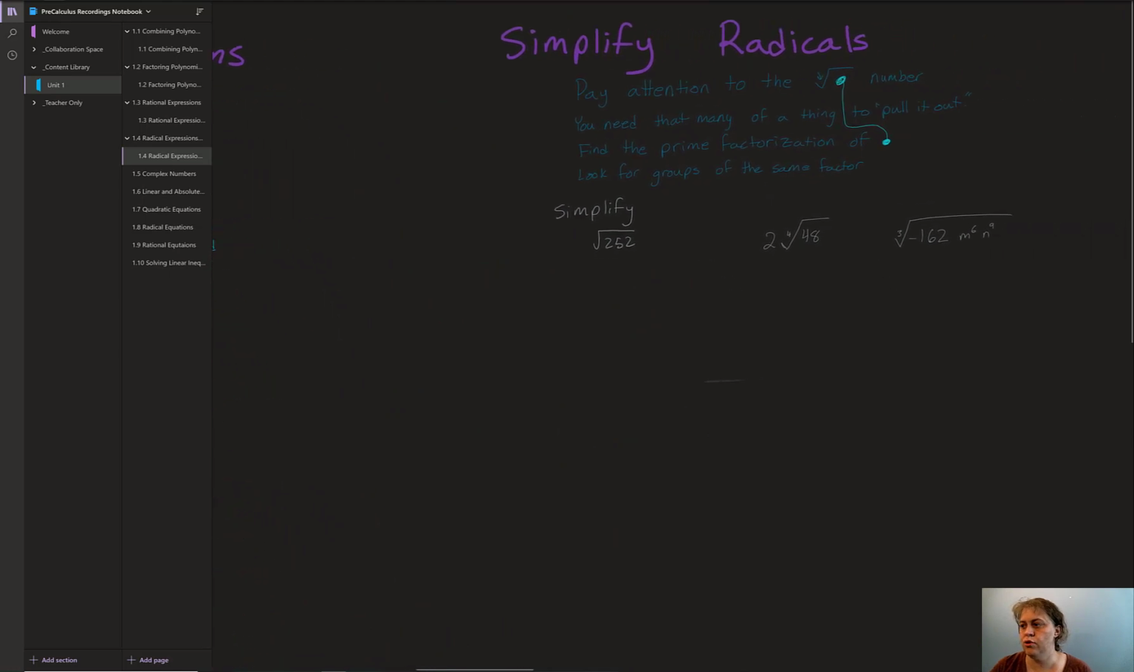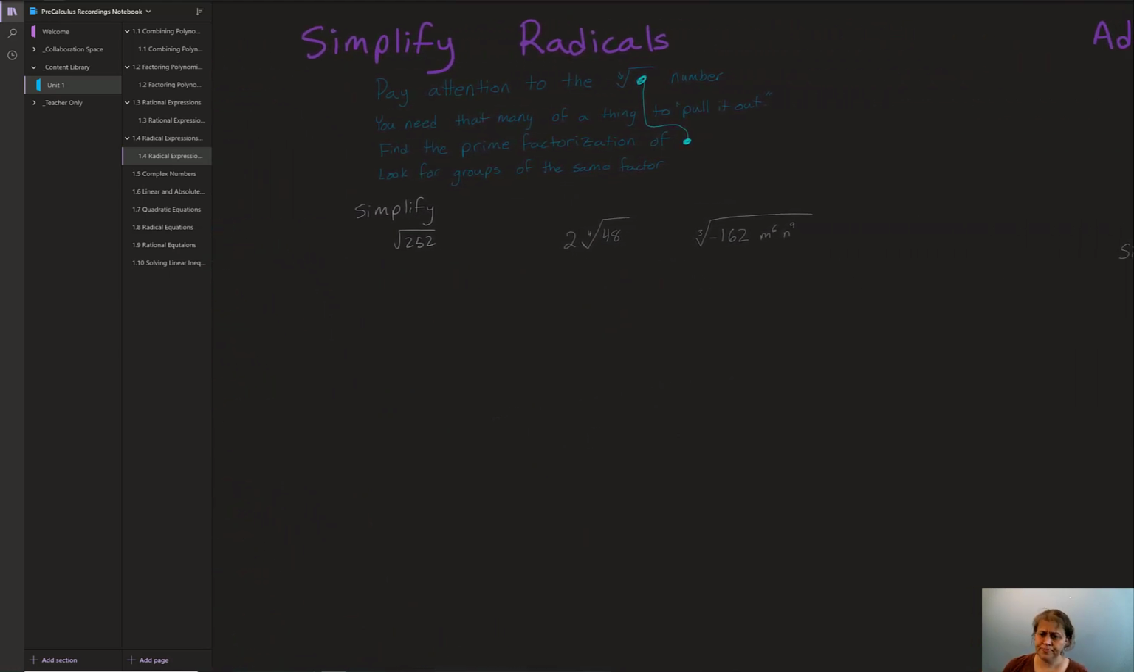Moving on to simplifying radicals. In order to simplify radicals, we have to pay attention to the number that's outside of the thing, this number out here. You need that many of a thing to pull out of the radical. So we're going to be finding the prime factorization of the radicand, the number inside, and then we're going to be looking for groups of that many, the outside number, and then pulling them out in groups.